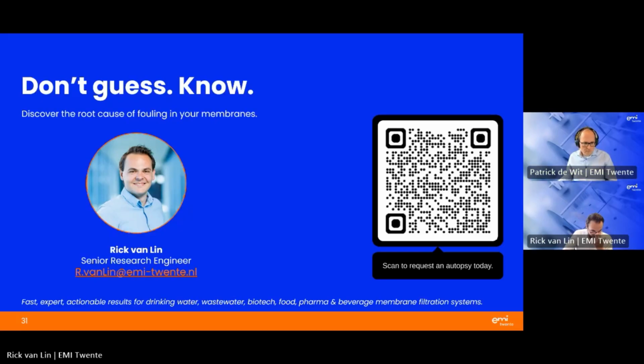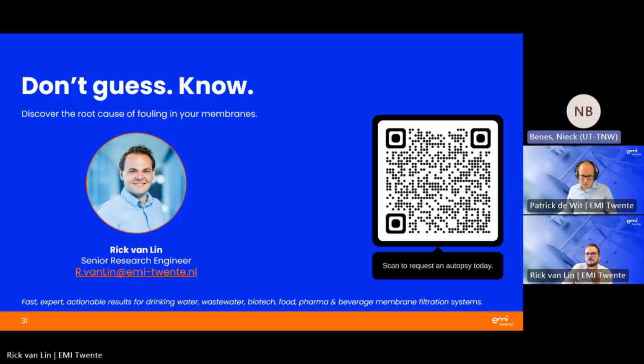Yeah, I see the question. Yes, Benjamin Andries is asking this. So it's difficult to give a general answer to this. If you go to higher flux, then your Peclet number goes up. So you need to do something to mitigate this effect, and then a higher cross flow velocity, for instance, could help. But this will come at the cost of higher pressure drop over your module, so a higher energy bill.